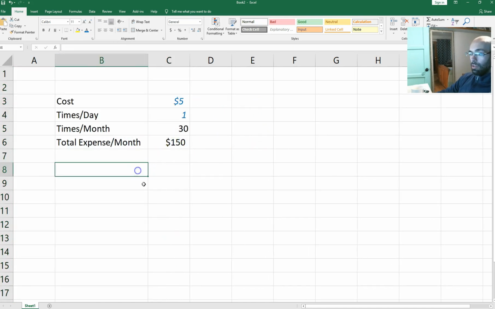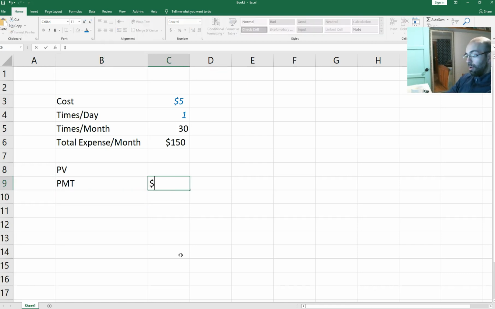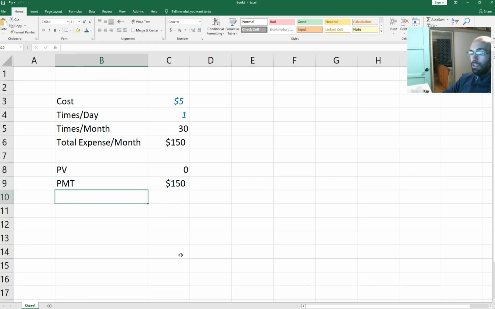So that's the cost, and then we want to do a setup here, which is PV, present value. We do the number of payments, PMT. These are going to be expenditures, so they are payments of 150 that are going out. Present value is 0 because we have not made an investment here. And then the time frame is going to be the number of periods.